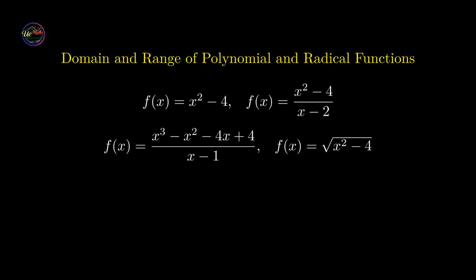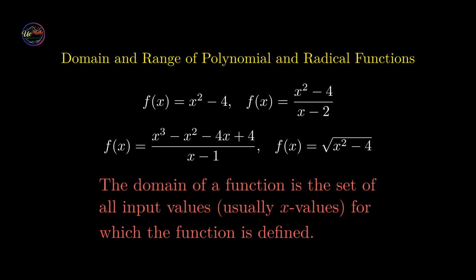Welcome. Today we will determine the domain and range of 4 functions. We will sketch the graph of each function to visualize its domain and range. The 4 functions are f of x equals x squared minus 4, f of x equals x squared minus 4 all over x minus 2, f of x equals x cubed minus x squared minus 4x plus 4, all over x minus 1, and f of x equals the square root of x squared minus 4.